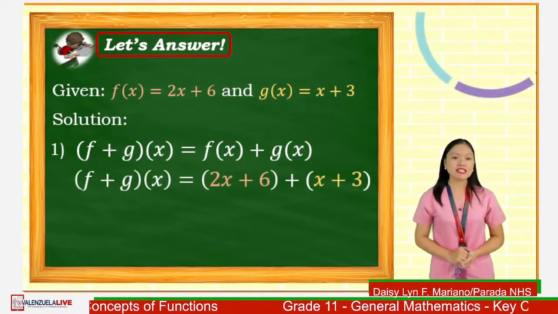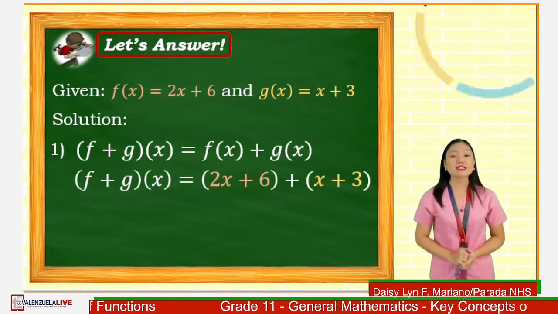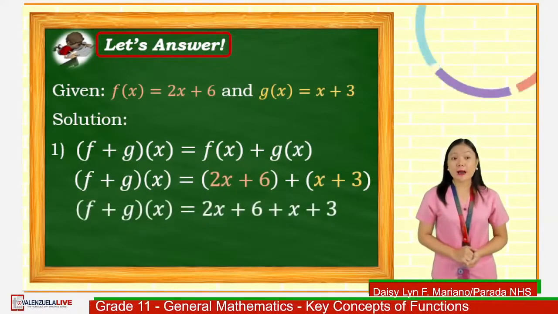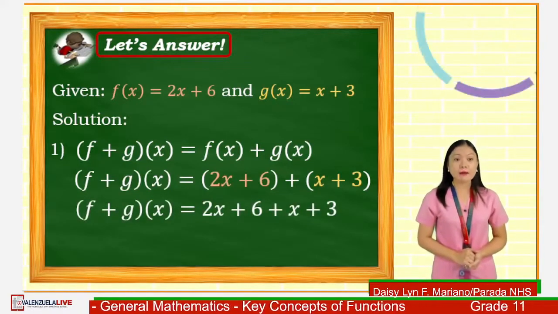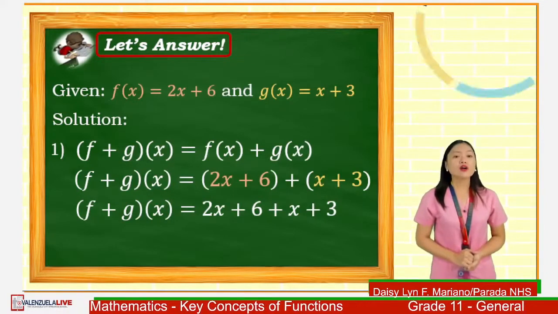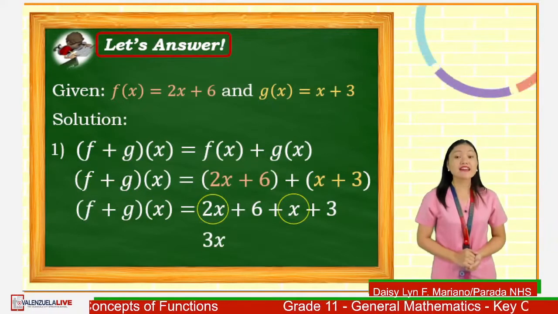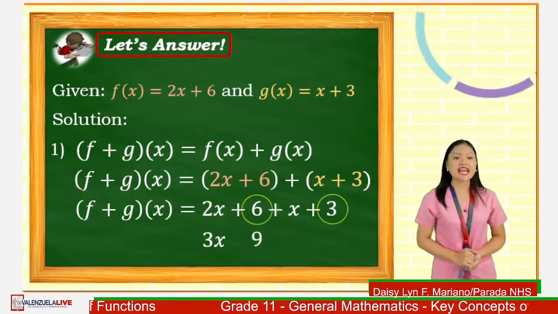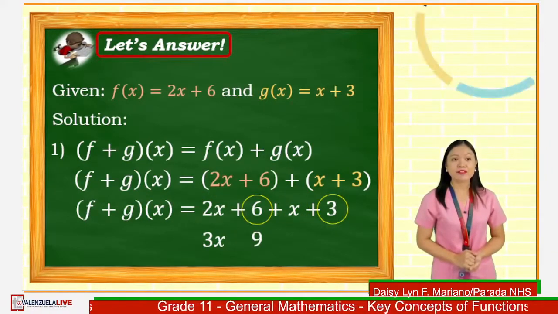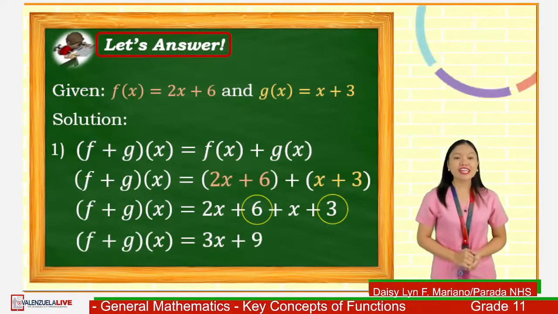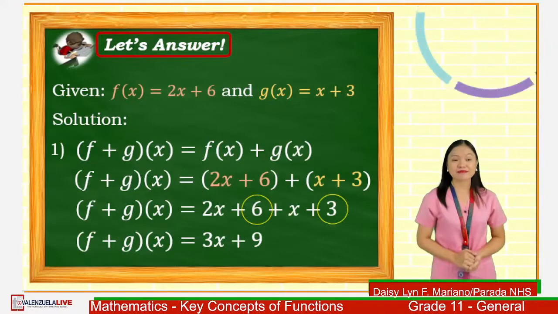the quantity 2x plus 6 plus the quantity x plus 3, which is similar to 2x plus 6 plus x plus 3. Combining similar terms, we have 2x and x as 3x, 6 and 3 as 9. So, f plus g of x is equal to 3x plus 9.